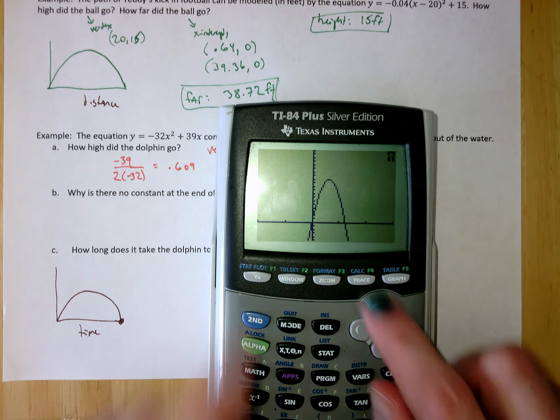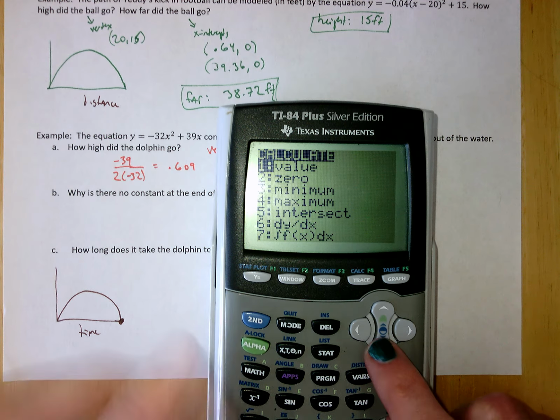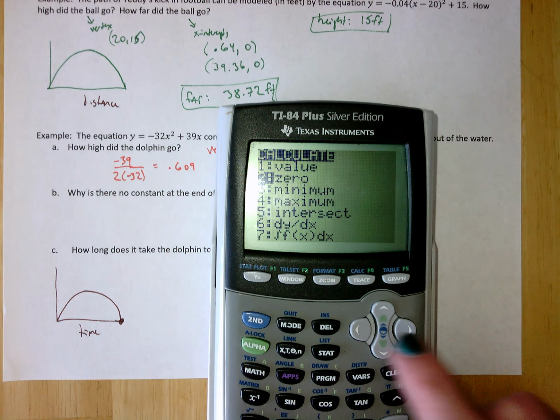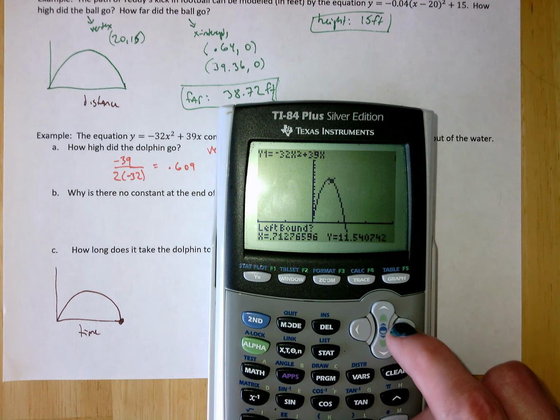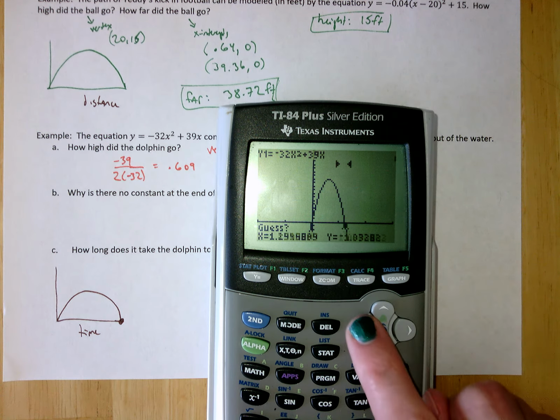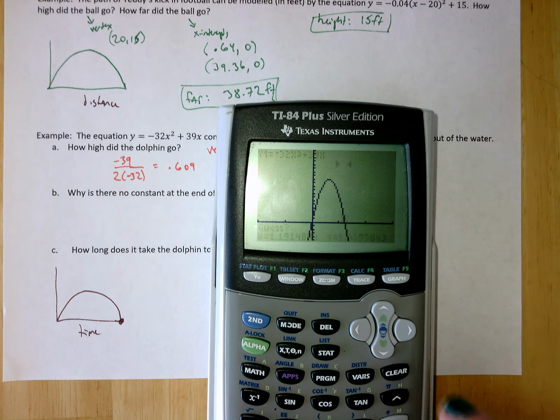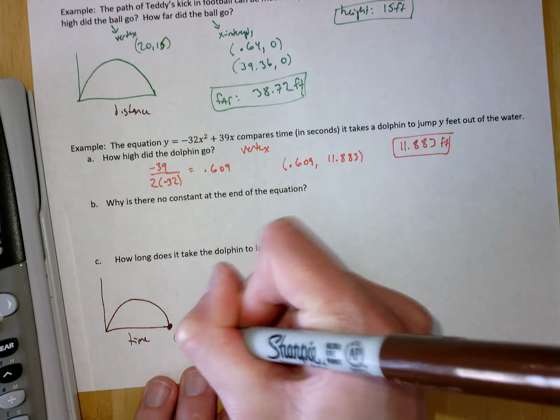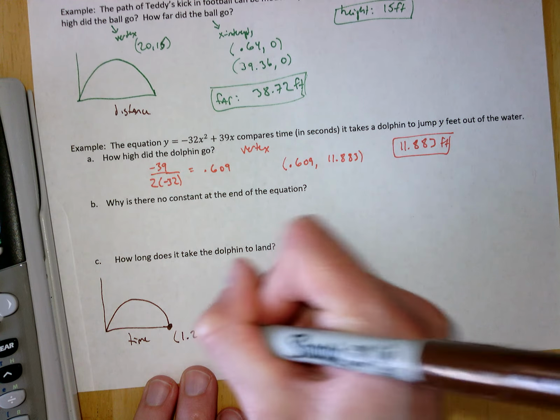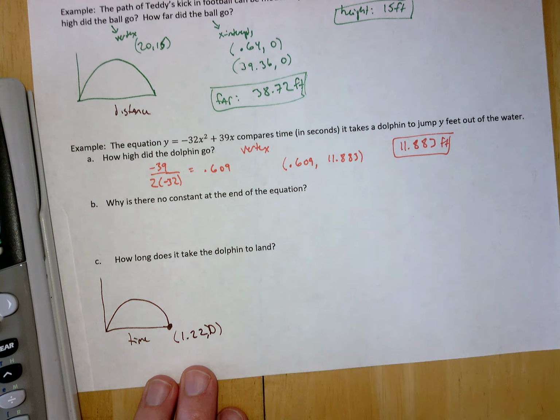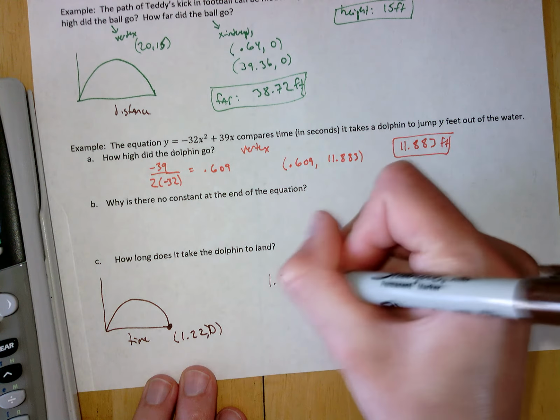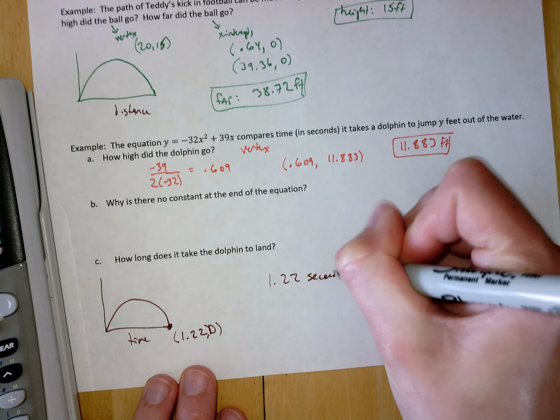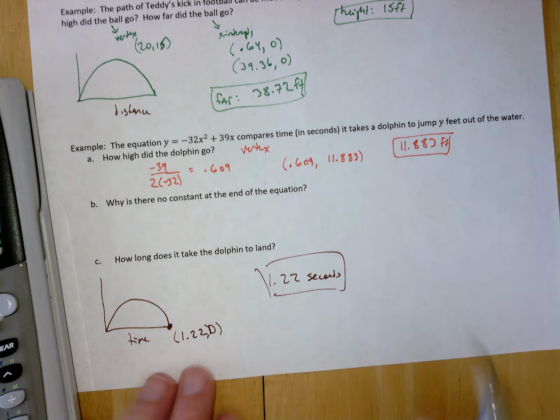So I'm going to do my intersection. I'm sorry, not my intersection, my 0. Left side of the graph, there's good enough. Right side of the intercept. And there's my guess. All right, so that is the point. 1.220. So how long? It takes about 1.22 seconds for it to land.